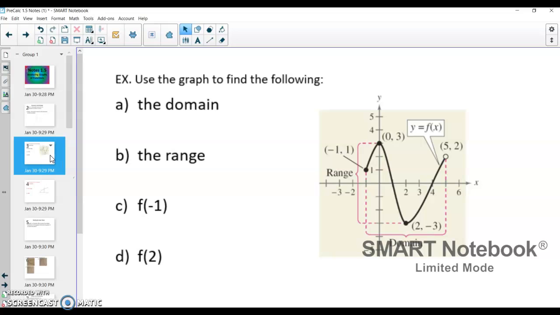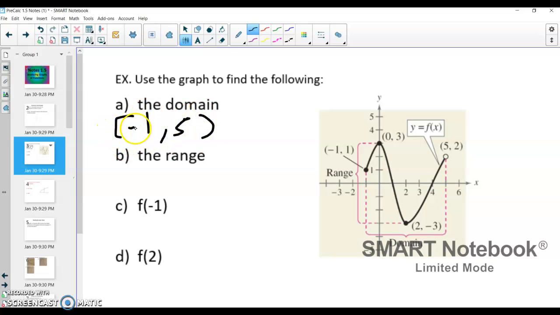Okay, so the domain of this function here, domain is all possible x values in the function. So the furthest x value is -1, and it goes to 5. So it starts back at -1 and goes to 5. So we say the domain is -1 to 5.